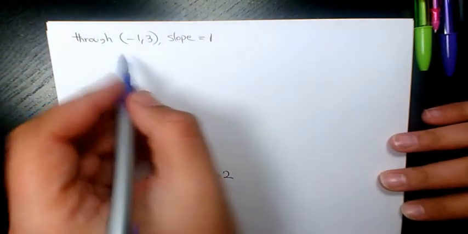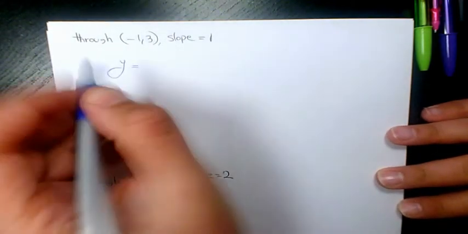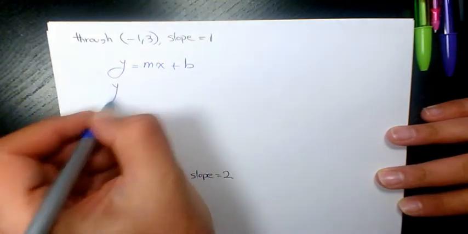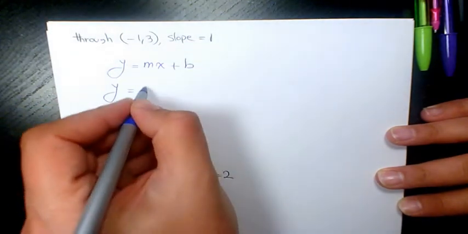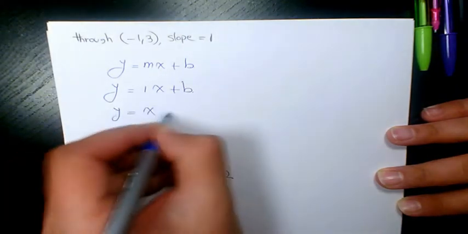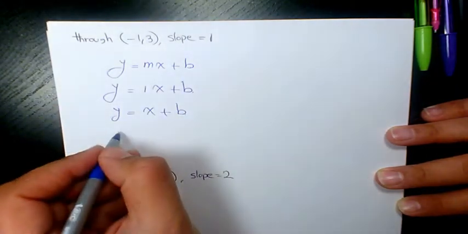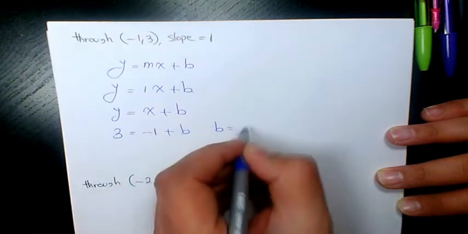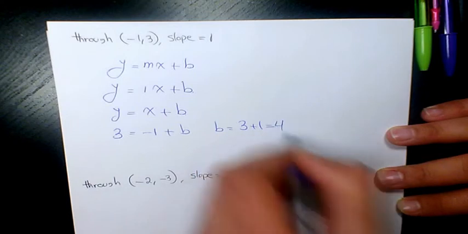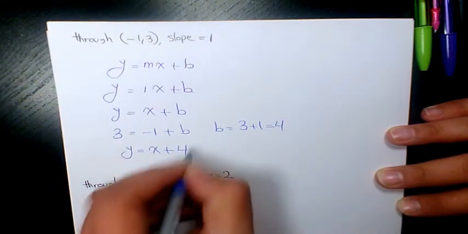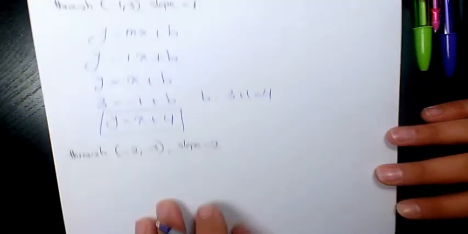Next equation is going to be y equals mx plus b. So y will be, the slope is 1, 1x plus b. So it's going to be x plus b. You substitute the point there, it's going to be 3 equals negative 1 plus b. So b will be 3 plus 1, and that's equal to 4. So we have y equals x plus 4. That's the equation of the line.